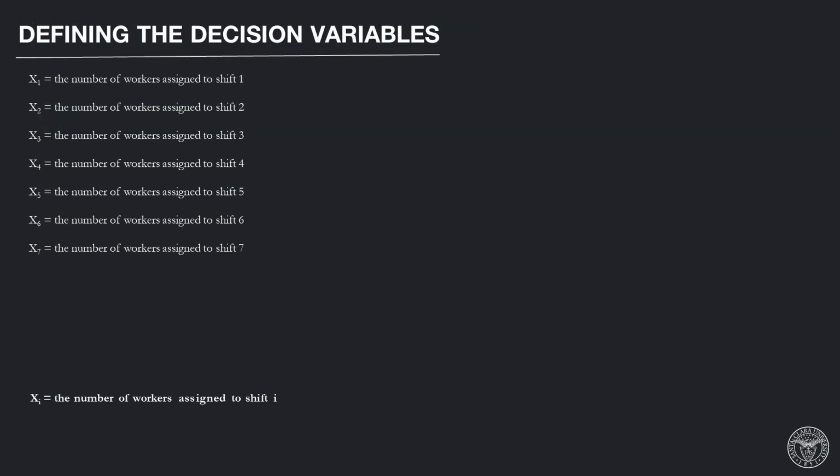Now let's try to define the decision variables at first. We can define x1 as the number of workers assigned to shift 1. x2 will be the number of workers assigned to shift 2, and so on. We can also just use xi equal to the number of workers assigned to shift i. And actually, when we have many decision variables, xi equal to the number of workers assigned to shift i will be preferred.